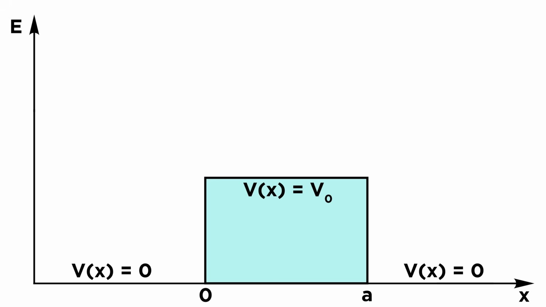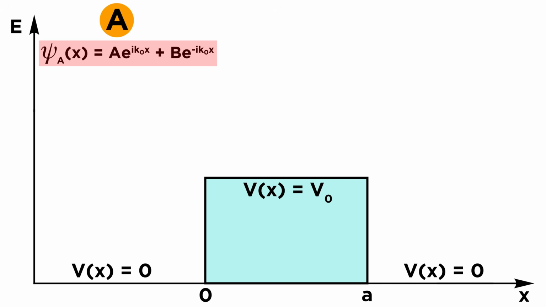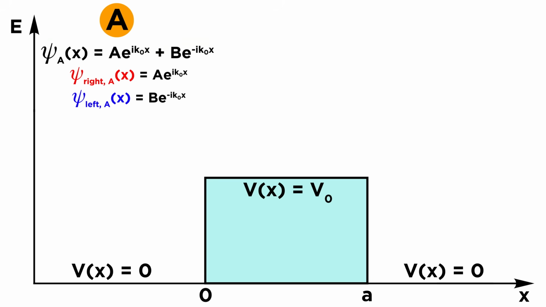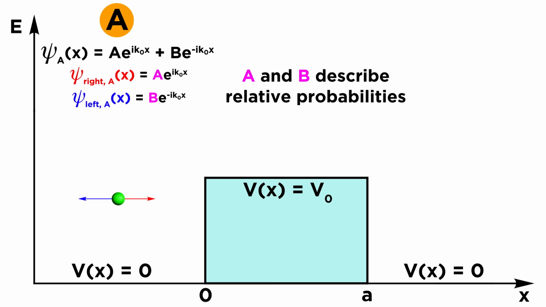So to synthesize everything we've done so far, this is the wave function for region A. Now let's split this up into psi right A and psi left A, which represent wave functions in region A which have a part that may travel to the right and left, respectively, where the coefficients A and B describe the relative probabilities of the particle traveling in those directions. So if B equals 0, there is 0 probability of finding the particle traveling to the left, and if A is 0, there is 0 probability of finding the particle traveling to the right.